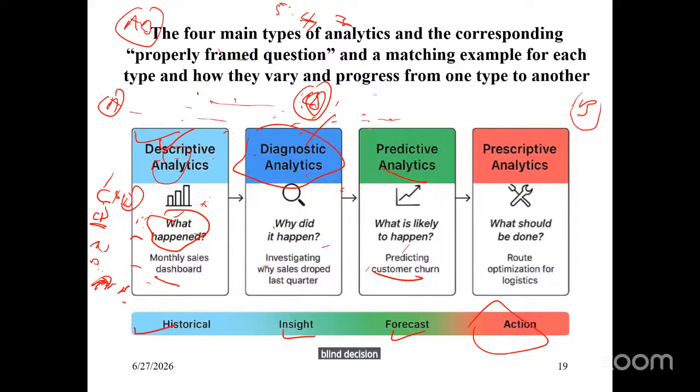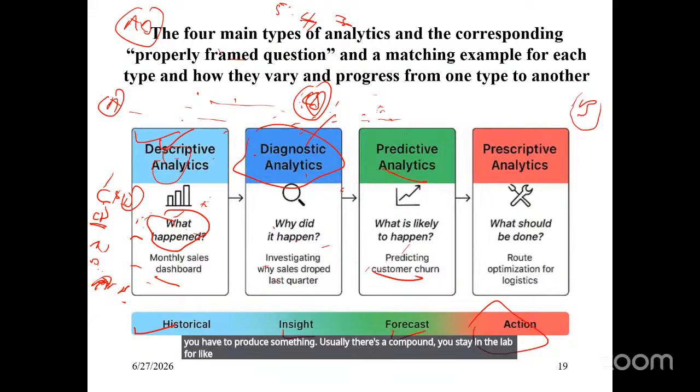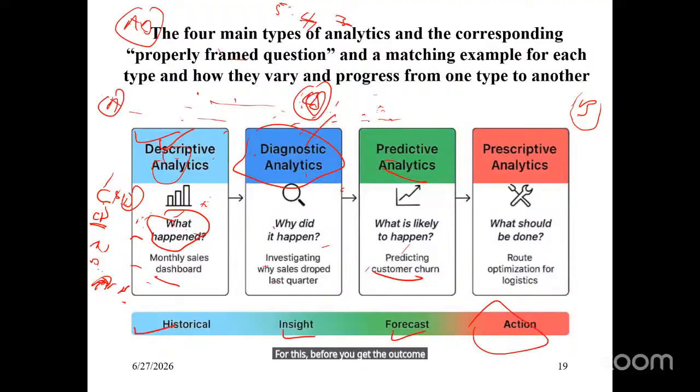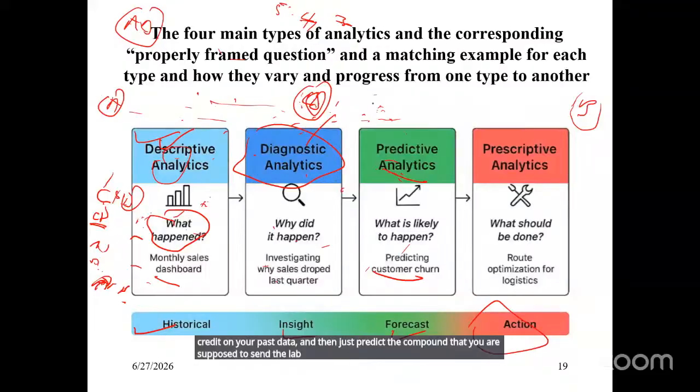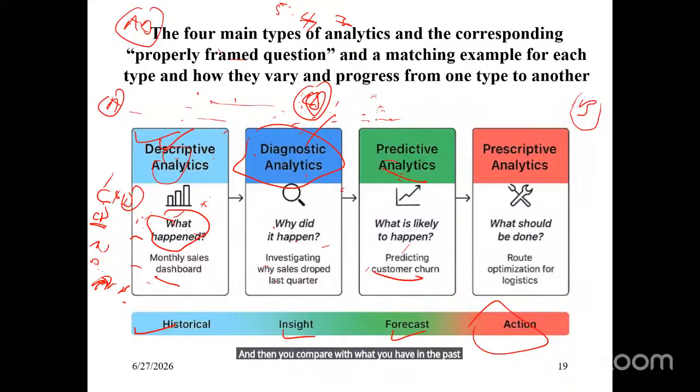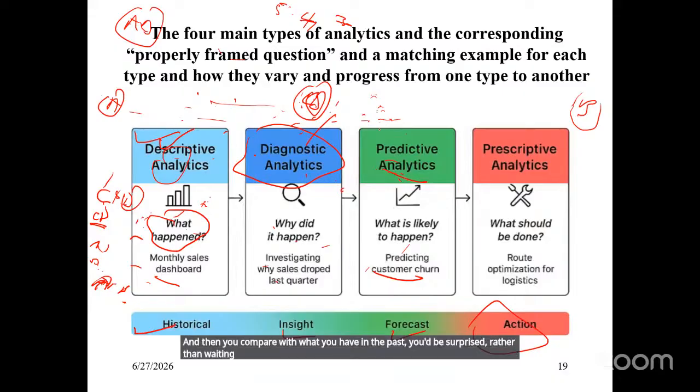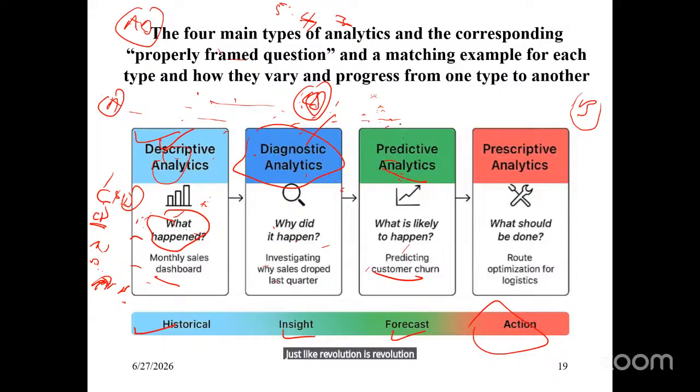Imagine people who want to have an idea. You want to predict something. Usually there's a compound, you stay in the lab for like 4 days before you get the outcome. Imagine having a predictive solution, train it on your past data, and then just predict the compound you are supposed to see in the lab for 1 week, or even 2 weeks sometimes. And then you compare with what you have in the past. You'll be surprised. Rather than waiting, you can get it done quickly. Just like it's revolutionizing the medical field now.